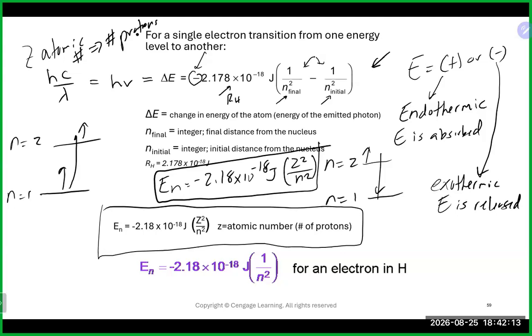And if you wanted to do it for hydrogen, that is why there is a 1 up on top, because it has 1 proton. So 1 squared is 1, so 1 over n squared for hydrogen. You can figure out the energy associated with hydrogen.